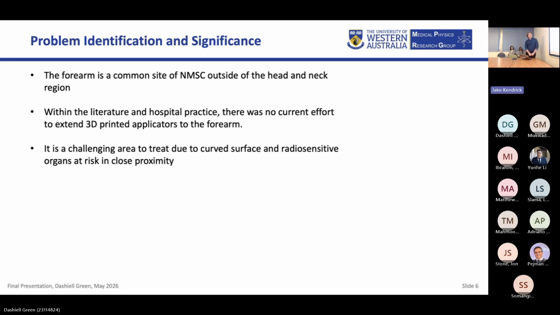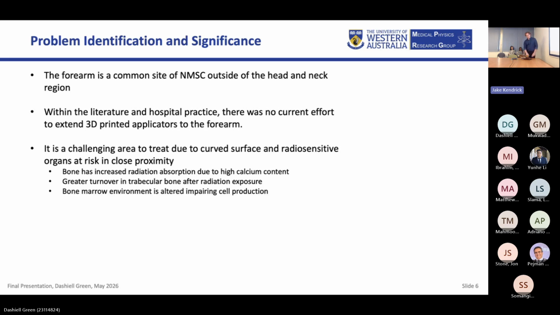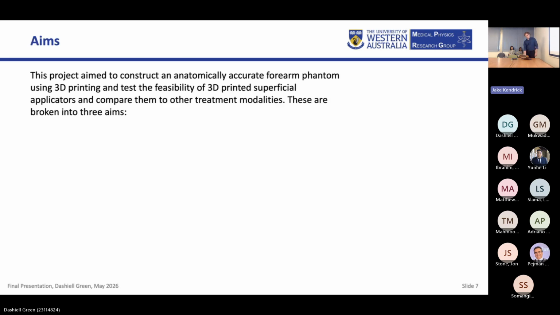And so it's a challenging area to treat due to the curved surface, as well as the radiosensitive organs at risk in close proximity, and that is the bone. And this has increased radiation absorption due to the high calcium content, greater turnover in the trabecular bone after radiation exposure. And this can lead to increased fractures in the bone, which with elderly patients often can be quite a problem, as well as it alters the bone marrow environment, impairing cell production, leading to hematologic toxicity of the bone marrow.